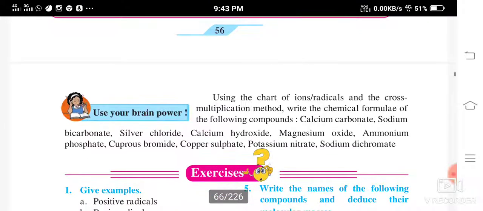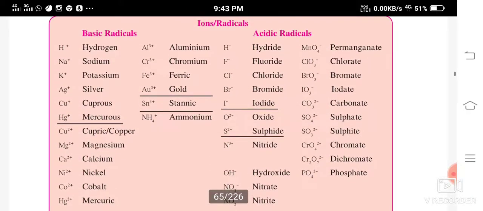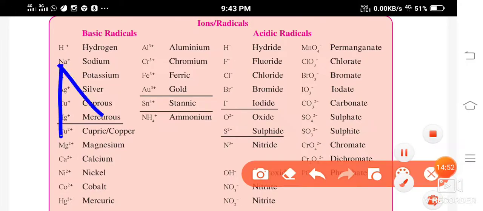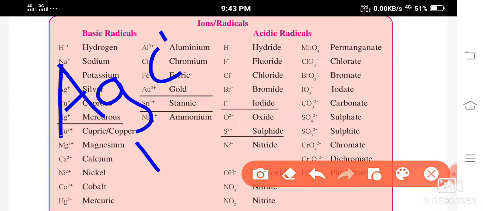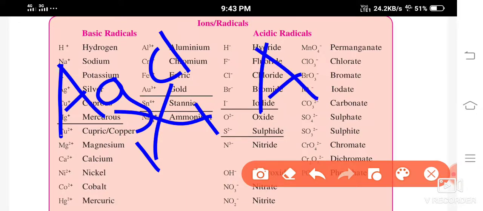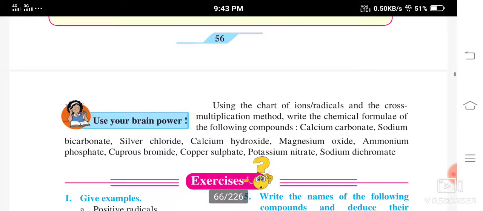Now the next one, silver chloride. So see, silver Ag plus is 1, chloride is also 1. So cross multiplication, that is AgCl, silver chloride.